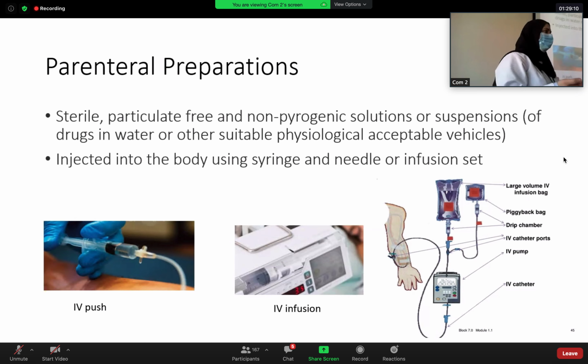The volume sometimes would make a difference as well. Subcutaneous, for example, has certain volumes versus IM versus intravenous, and so on. Here, just a very quick illustration on the differences between the terminology of IV push, for example, and IV infusion or drip. Any idea how is this different, or is there a difference?